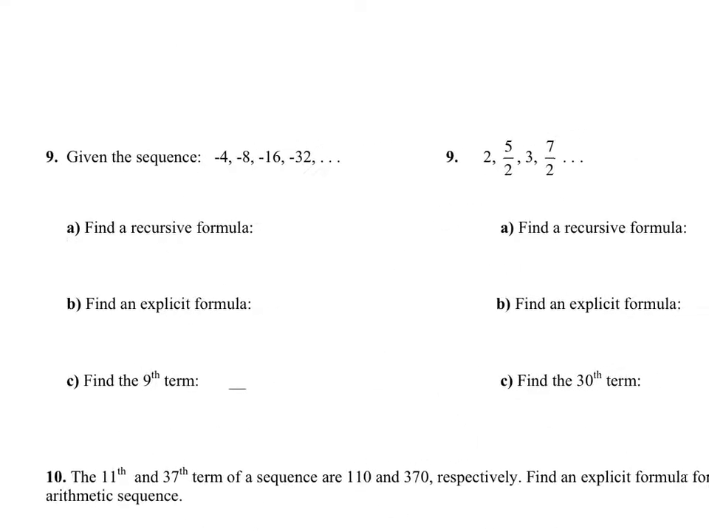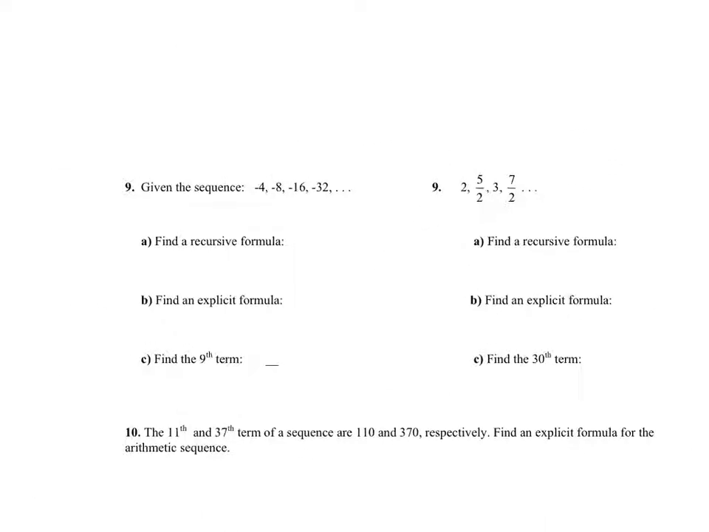We'll see. Now, given the sequence, I do give you the explicit formulas, okay? So explicit for arithmetic, if you want to write this right above your page, it's a sub n equals a sub 0 plus dn.